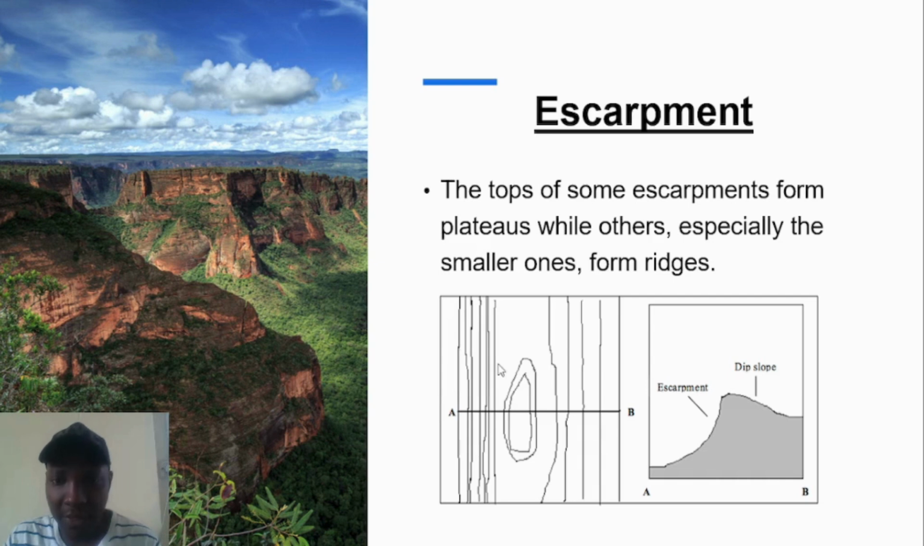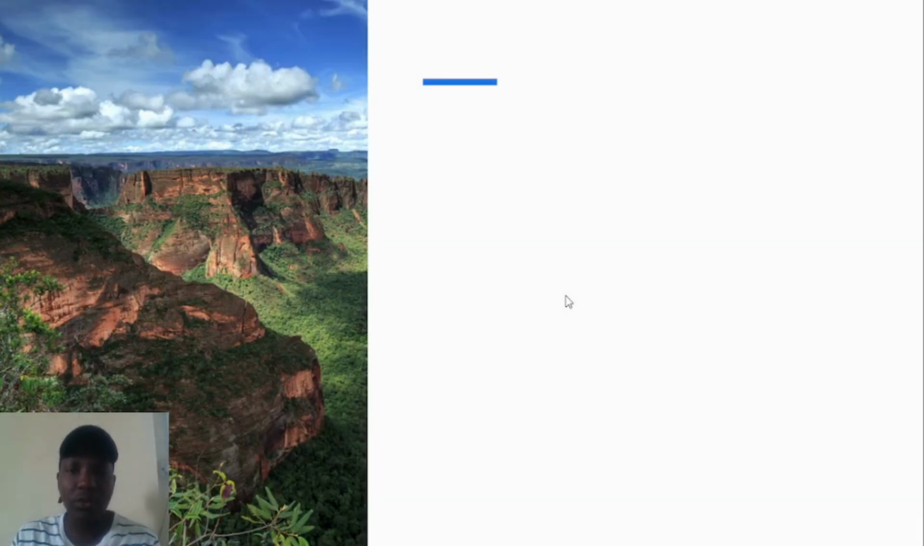As you can see, the contours are closely packed on one side, and on the other they are a little far apart. Here the closely packed contours show the escarpment and a concave slope, as we've said in the notes, and the dip slope will be shown by these gently spaced contours. So this is how the escarpment can be shown on the topographical maps. So that's all for the escarpment.